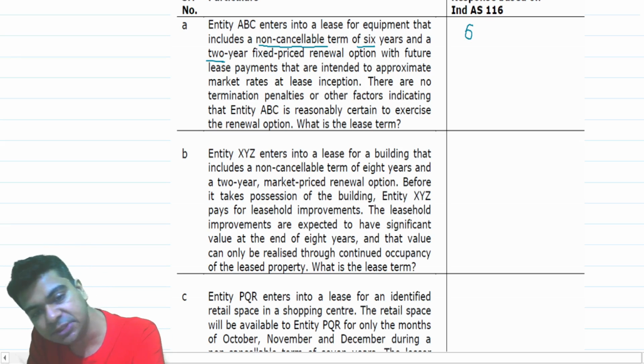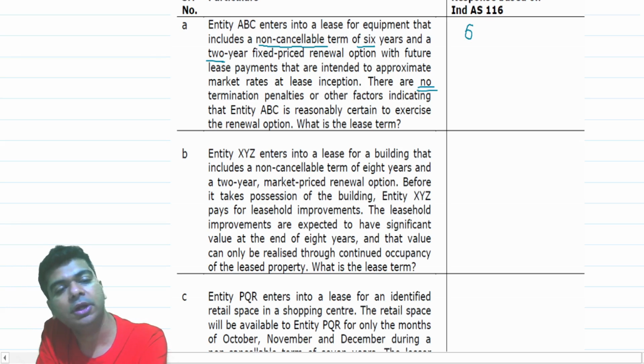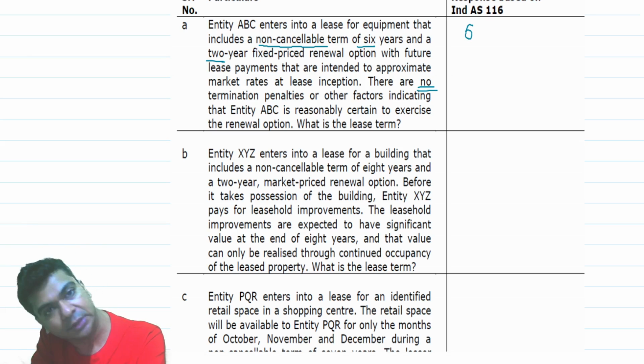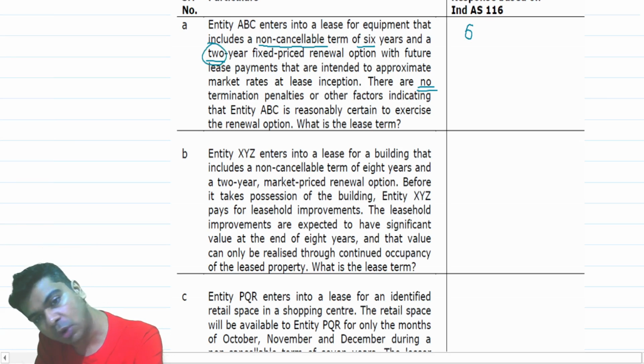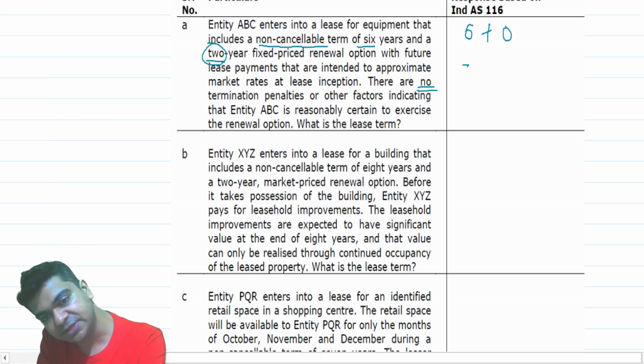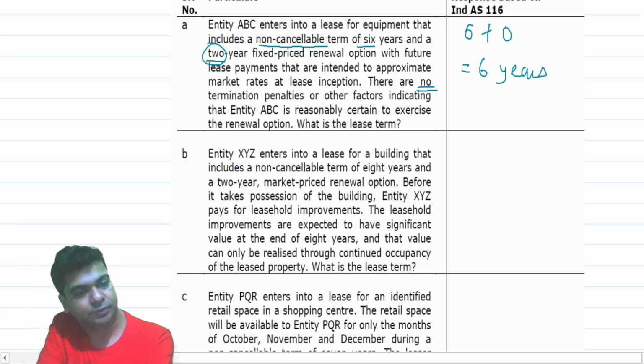What is the lease term? They are saying there are no termination penalties or other factors indicating that the entity ABC is reasonably certain. In other words, entity ABC is not reasonably certain to exercise the extension option. So this 2-year extension will perhaps not happen. So that's the reason we can say that the lease tenure is 6 years.